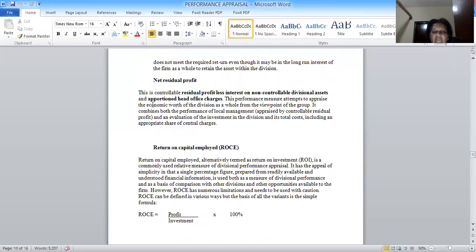But here, there will be some overheads from head office that will be absorbed, in addition to considering the interest that I've mentioned. So they will take their sales revenue, they will subtract the controllable costs that they have incurred, and they will take care of the interest they need to pay for maybe other investments that they have made or for money they have taken and so forth.